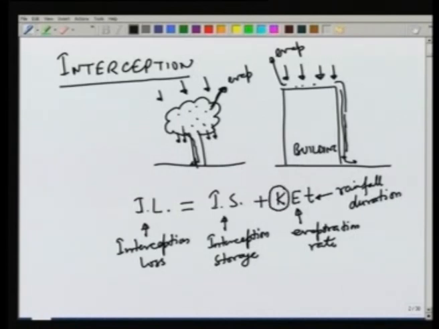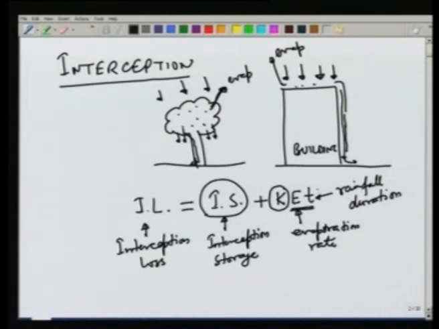This factor K we will discuss in a little while, but let us first look at the rooftop. When there is some initial storage, the interception storage, now there is an evaporation going on while the rain is occurring. So, depending on what is the rate of evaporation and the duration of rainfall, this additional amount which is evaporated from the rooftop can also be lost due to interception, and for rooftop K will be equal to 1.